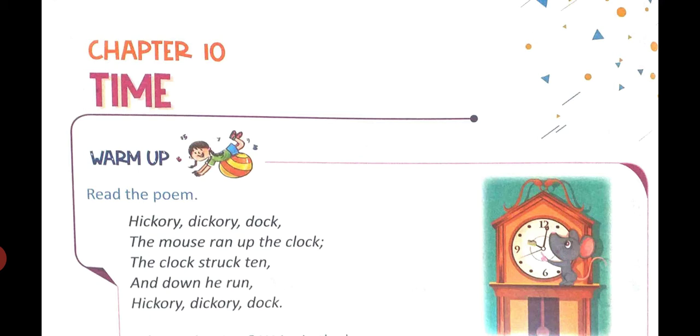So let's quickly recite this poem. I want you to also recite this poem along with me.